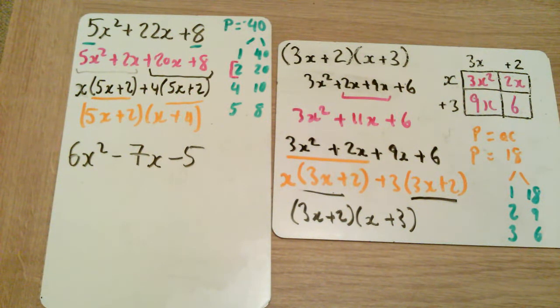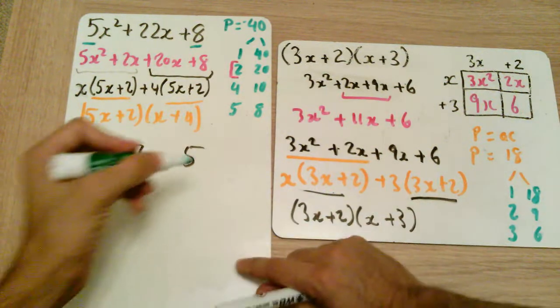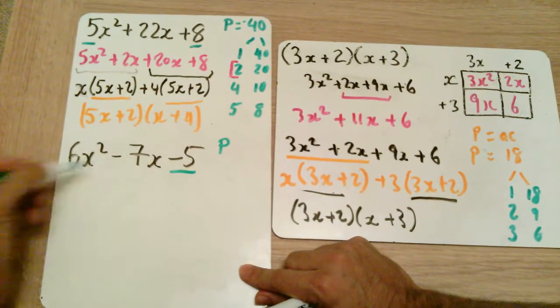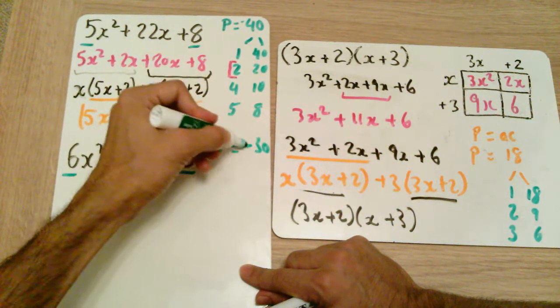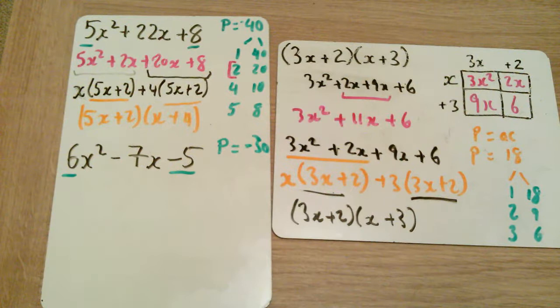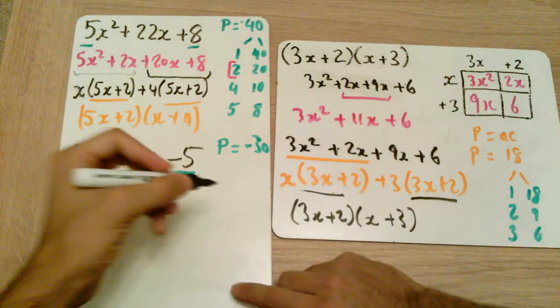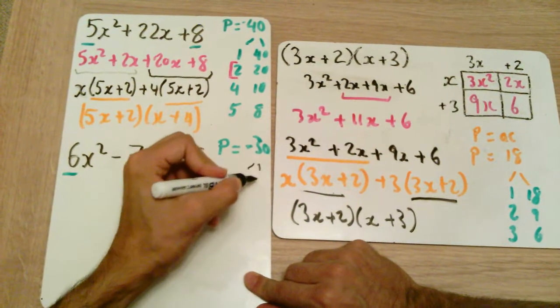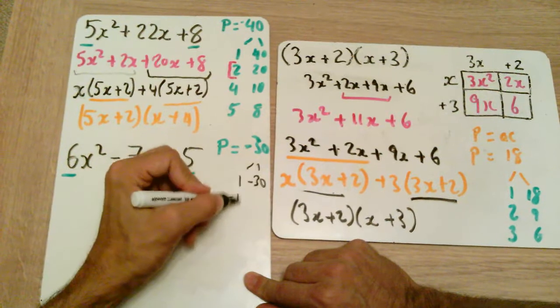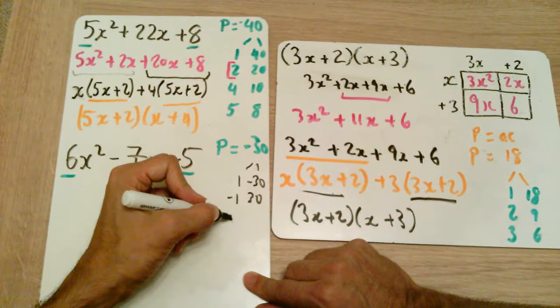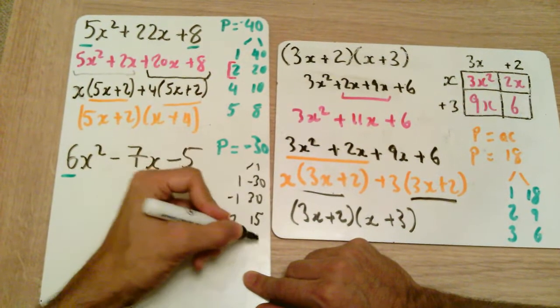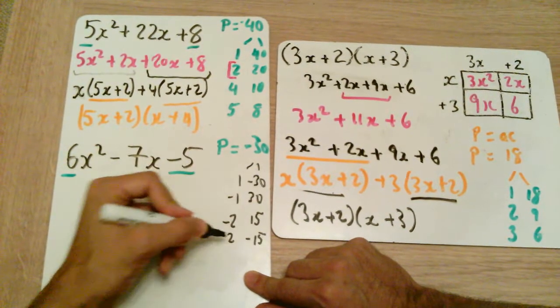Very last one now, we're going to finish this up. This one's a bit different. We've got some negatives in this, but we follow the same principle. The product is equal to 6 times minus 5, which is minus 30. Now this is different because you can get combinations with positives and negatives. If you're multiplying to get a negative term, you need one positive term and one negative term. So that means it could be 1 and minus 30 or minus 1 and 30. So we're going to have a lot of these different combinations. We could have minus 2 and 15 or 15 and minus 2.